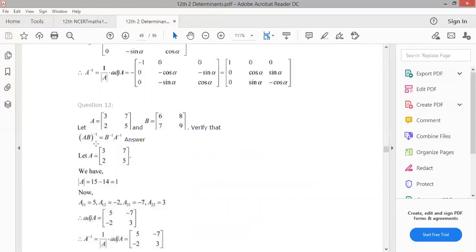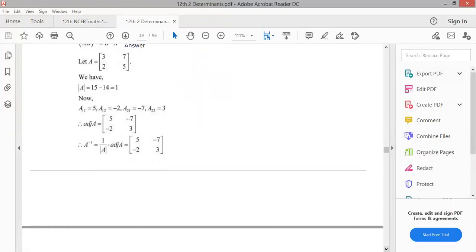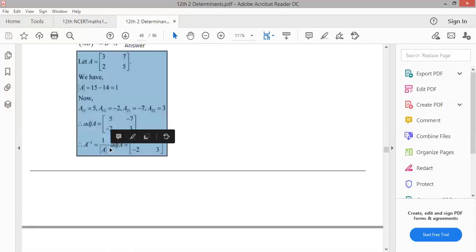We can find from this A inverse if it is non-singular, and from B we can find B inverse if it is non-singular. Yes, determinant of A is equal to 1, that's not equal to 0, it is non-singular. We will find the cofactors of A, we will find the adjoint of A. Adjoint of A, once again, I would like to repeat, is the transpose of the matrix of cofactors. So inverse of matrix A is equal to this.